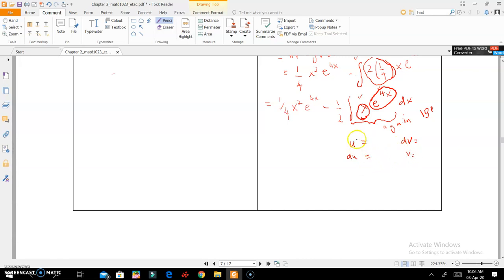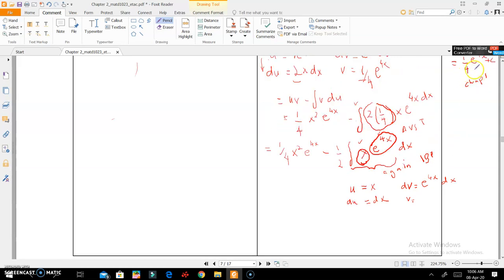So in order to find the value of u, it will be algebra versus trigo. Algebra comes first, so algebra will be here. Differentiate x, we are going to get dx. So dv will be exponent for x. We already dealt with the integral of exponent for x. If you look back into this part, exponent for x will be 1 over 4, so we are going to get here 1 over 4 exponent for x.